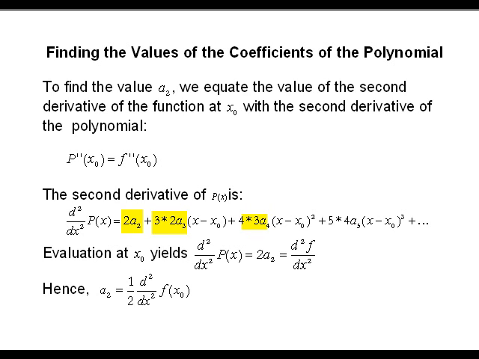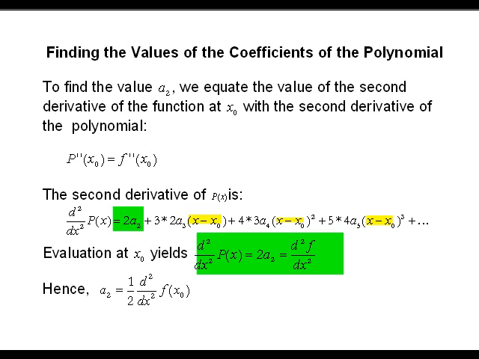All right. If I evaluate this at x naught, all these terms in parentheses will end up being x naught minus x naught, or 0. And all we're left with is this leading term, which is now 2a2. So I say the second derivative of the polynomial, when evaluated at x naught, is equal to 2a2, and that better be equal to the second derivative of the function there. I want the value for a2, not 2a2, so I have to divide by 2. So here we go. a2 is half of the second derivative of the function.